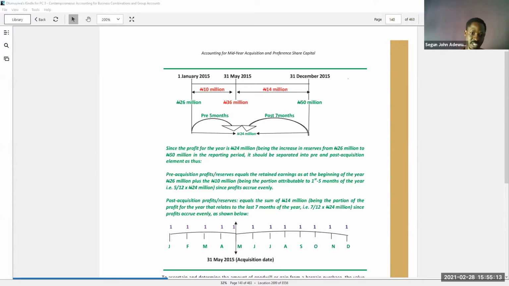But because acquisition took place during the year, we cannot say the pre-acquisition profit is 26 million. So we have to split it and apportion that 36 million evenly for the 12 months. If we divide the 36 million by 12, that will give us something like 3 million every month, if I'm correct. So we are going to add that portion for 5 months. That is about 15. Okay, we are adding 10 million to 26 million, which will give us the pre-acquisition profit as at 31st of May. So the pre-acquisition profit will now be 36 million, while post-acquisition profit will be 14 million.